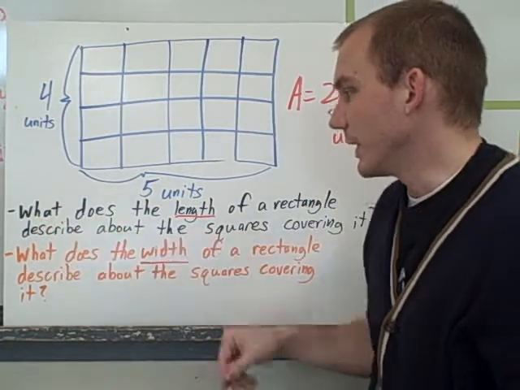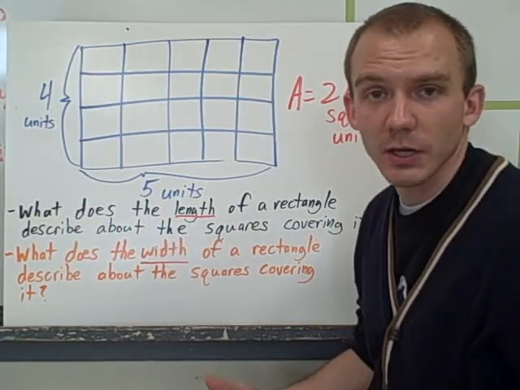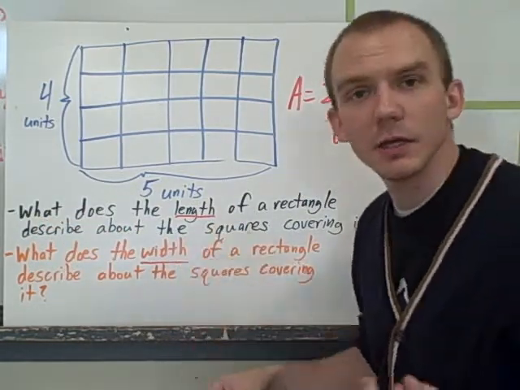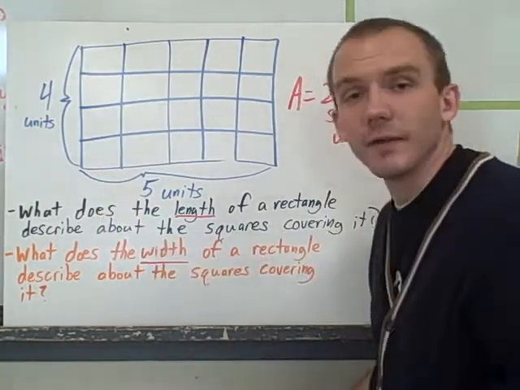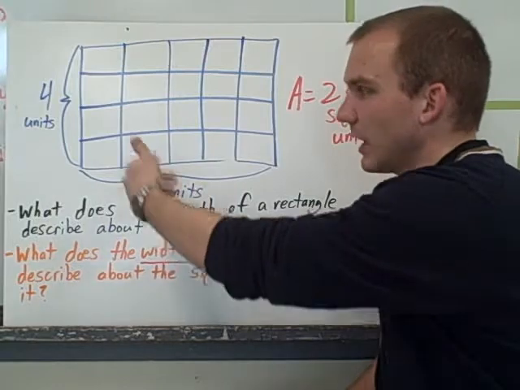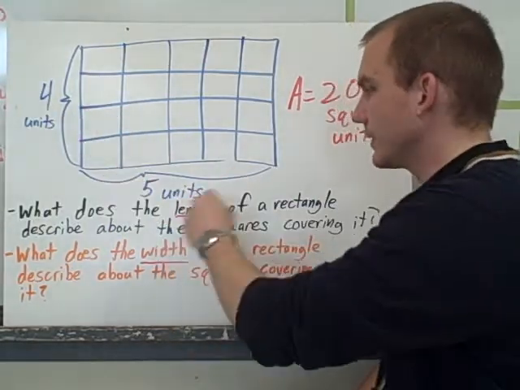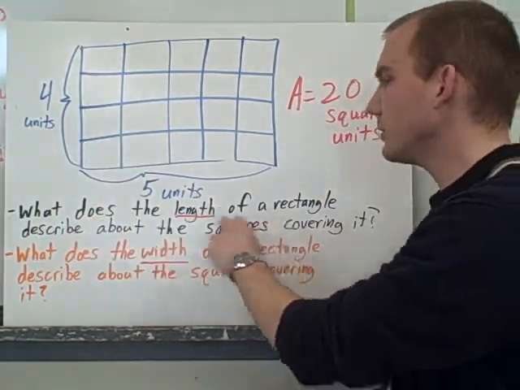Let's take a look at what the length and width of this rectangle tell us. Length in a rectangle is always going to be your longest side. So in this case, we're looking at the 5. That is our longer of the two. 5 is bigger than 4. This is our length.